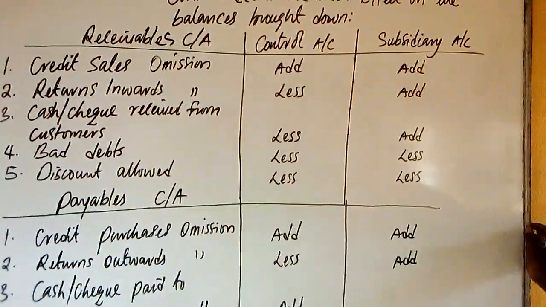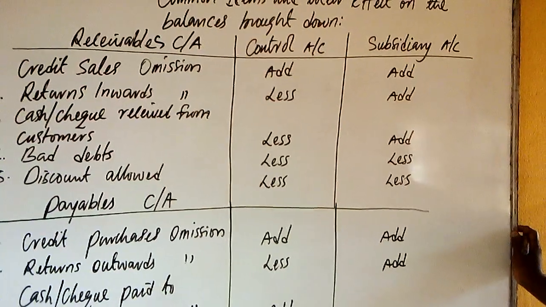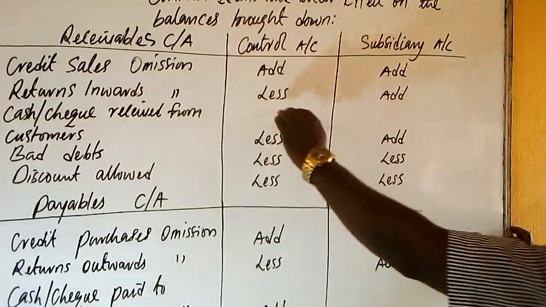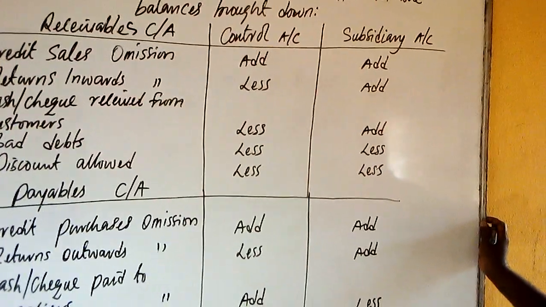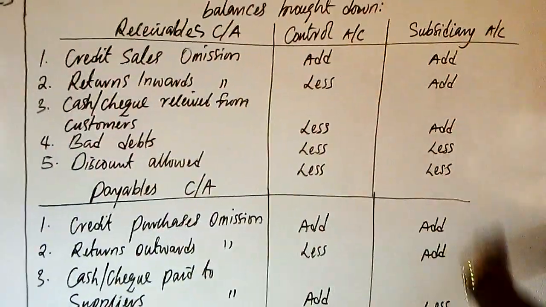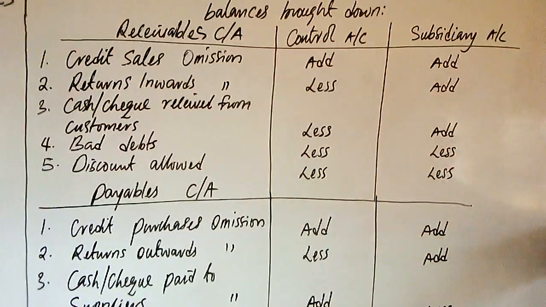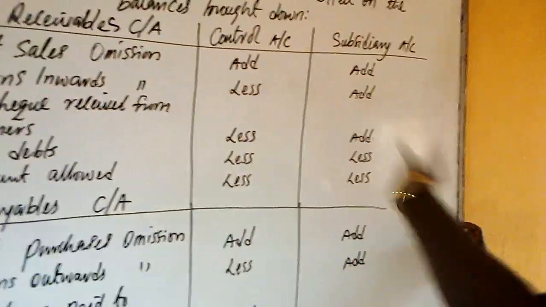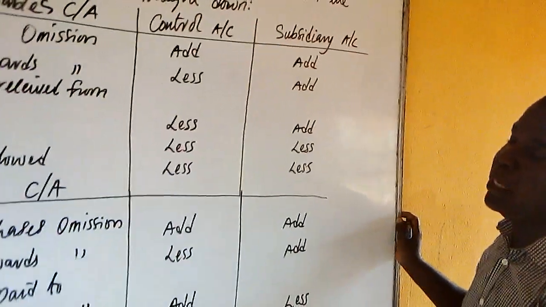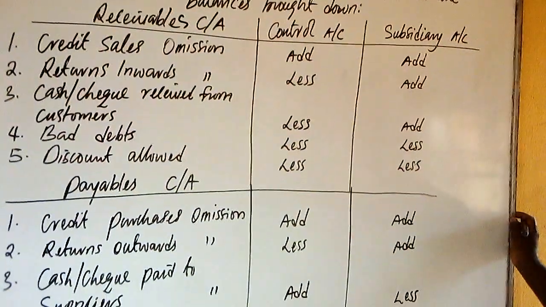In returns inward, if there's a return inward, in the control account, it reduces the value of the amount owed by customers. That is, customers are owing, for example, 20,000. If they decide to return goods worth 1,000, it means the value that they will owe will no more be the same. It will be reduced by 1,000.